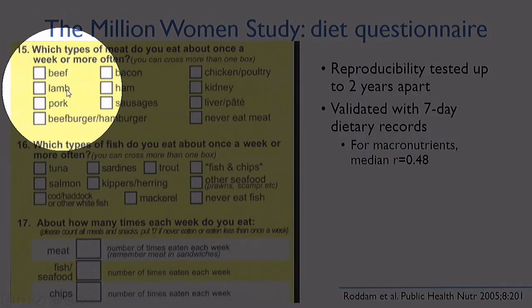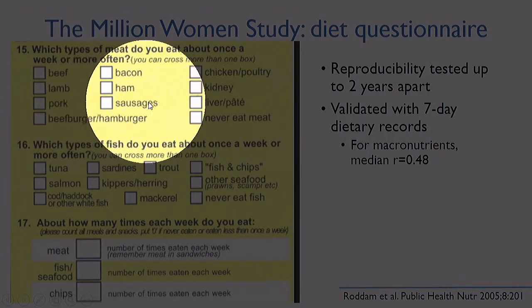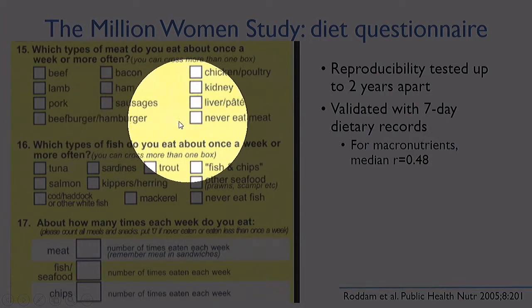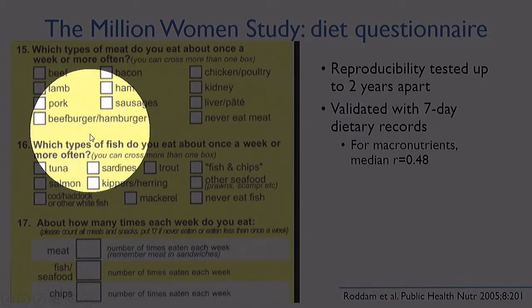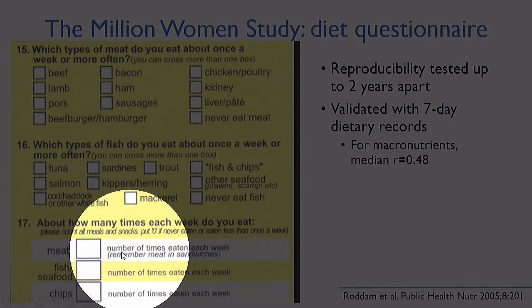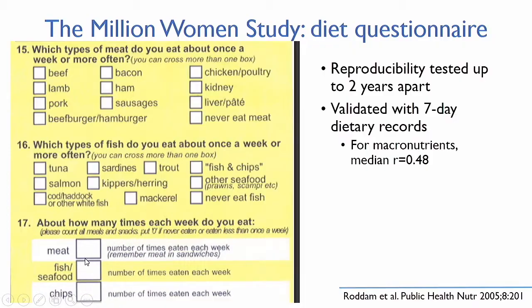This is an example of a question. It asks, what types of meat do you eat about once a week or more often? And the participant chooses from the list what types of meat they eat. Same for fish. And then down here it asks, about how many times each week do you eat meat, or fish, and then other foods? It's available on the website if you want to have a closer look at all the questions.